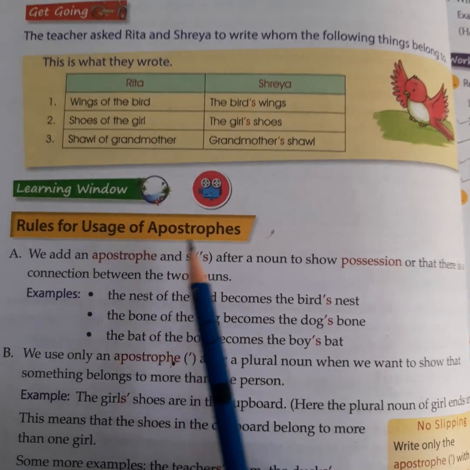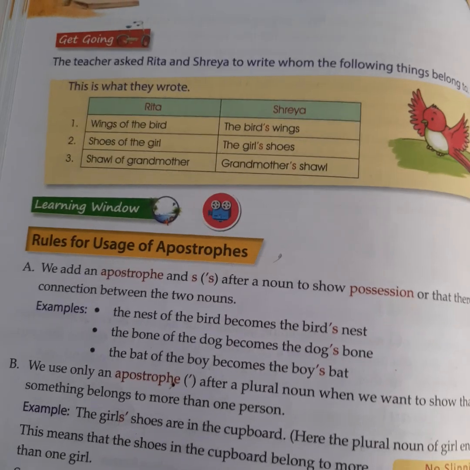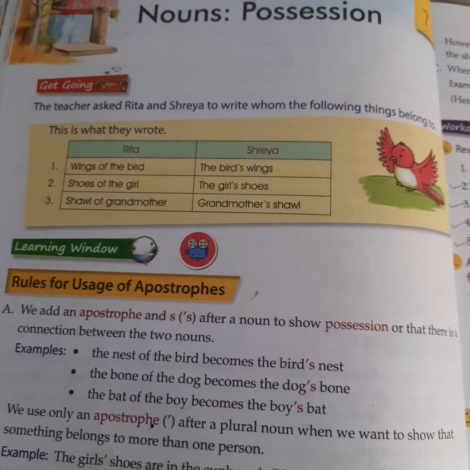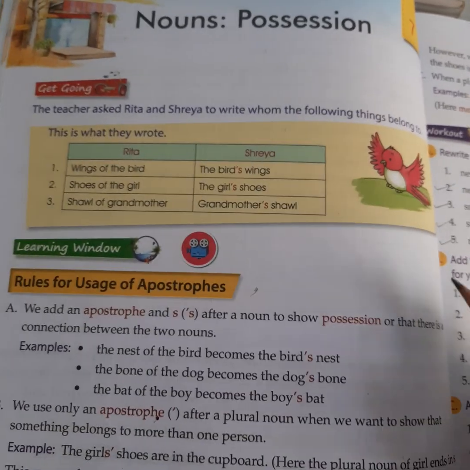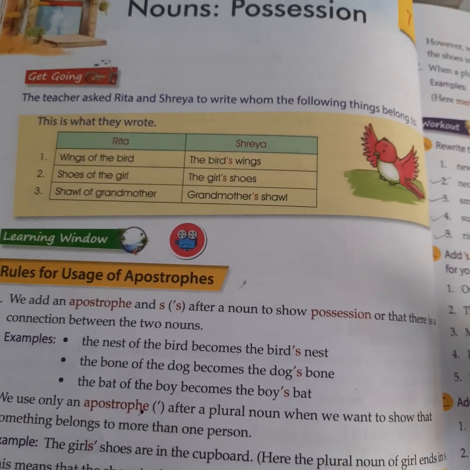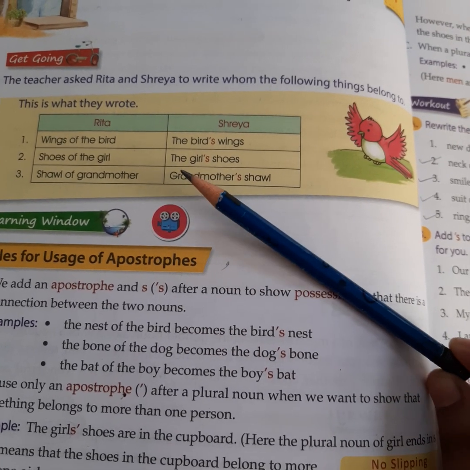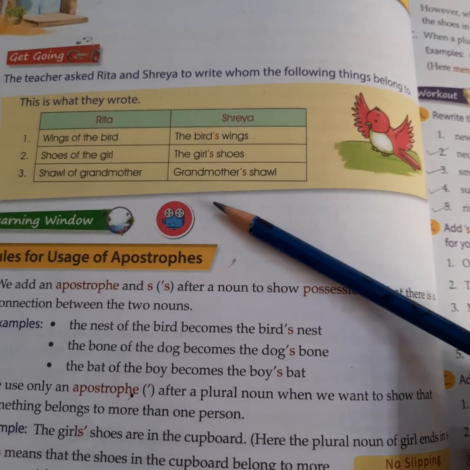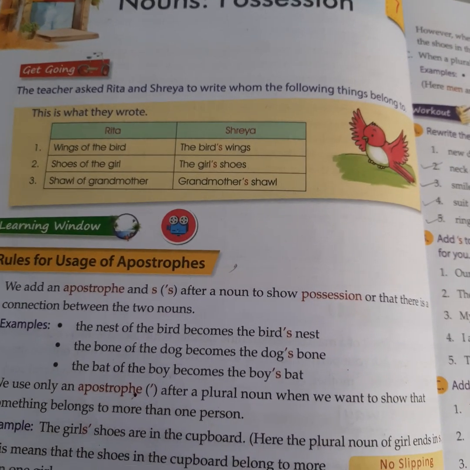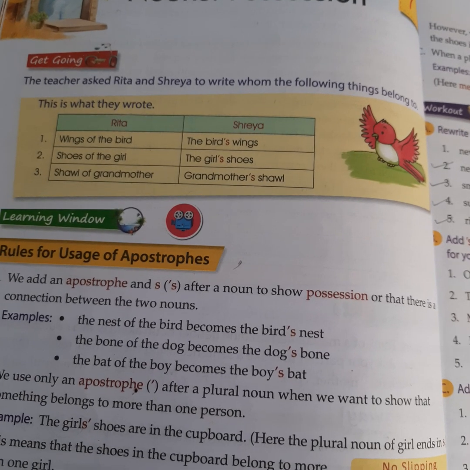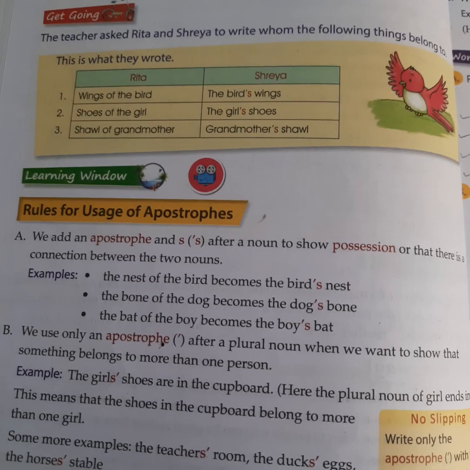Rules of usage of apostrophe. So what is the meaning of possession? Possession is something which shows that something is owned by someone. If I say that something belongs to me, that is also a possession. If this is my pencil, then this pencil shows the possession that it belongs to me. मेरी कोई चीज़ होती है तो उस चीज़ को possession कहते हैं. ठीक है, किसी की कोई चीज़ होना, ownership होना, that is all called possession.